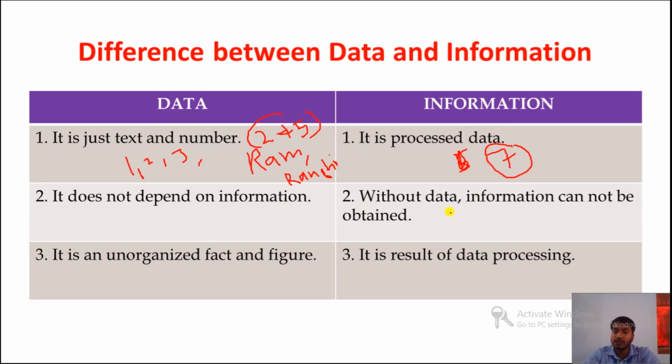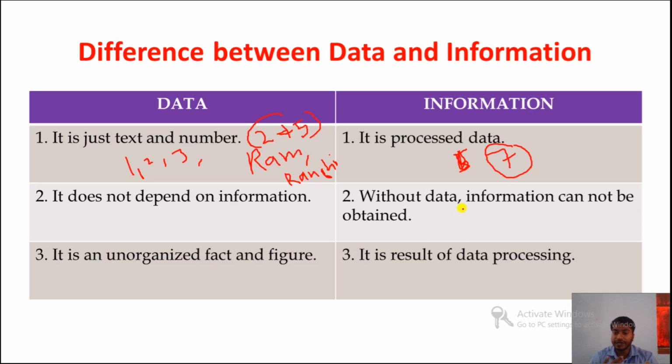Without data, information cannot be obtained. So for any information we need data first. Suppose you want to write a letter and send it to a particular place. For that you need the complete address of the person to whom you want to send it.